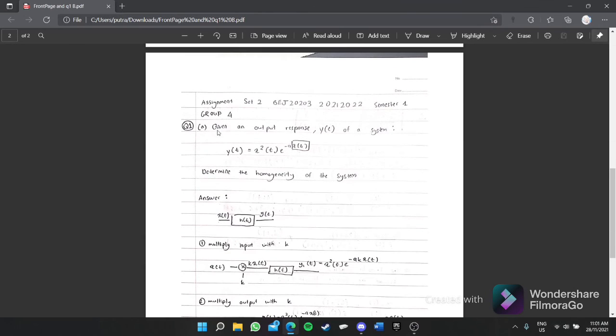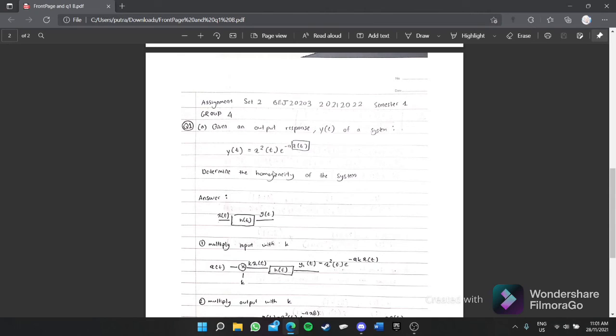For today's presentation, we're going to present assignment set 2. Question 1a: given an output response y(t) of a system, y(t) equal to x to the power 2t exponent negative a x(t). Determine the homogeneity of the system. First of all, we must find whether the function is homogeneous or non-homogeneous.